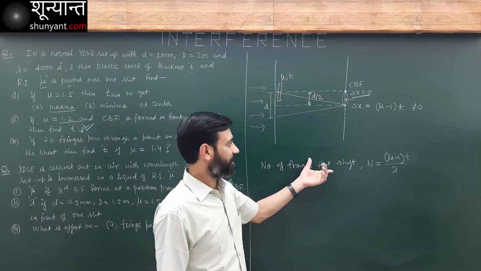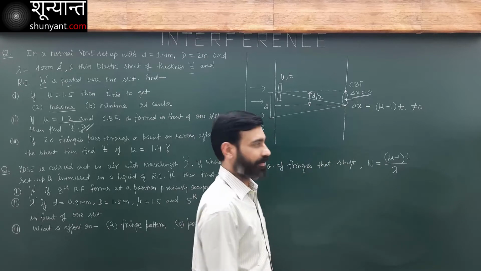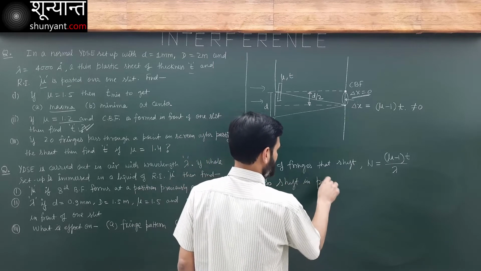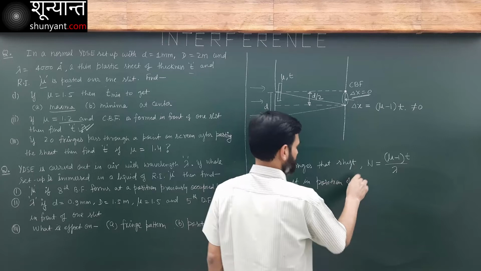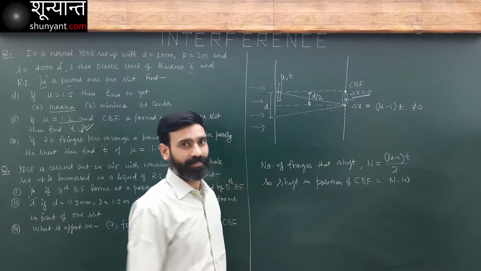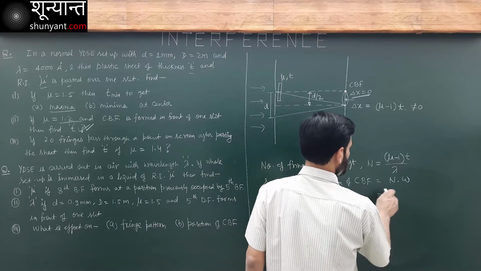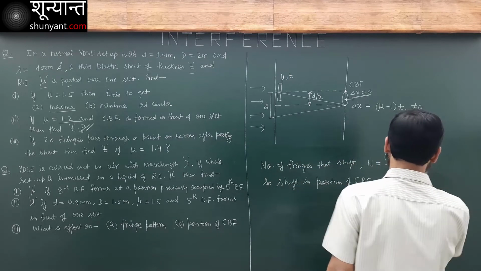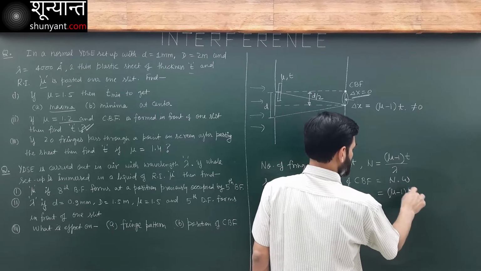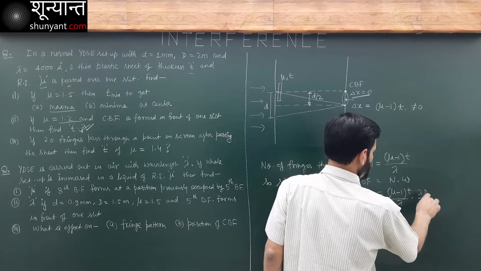Okay, the number of fringes that shift, these many fringes will shift. So the shift in position of the central bright fringe is equal to n times omega. Let's calculate this. This will be equal to n times (mu minus 1) times t over lambda, and then lambda capital D over t.